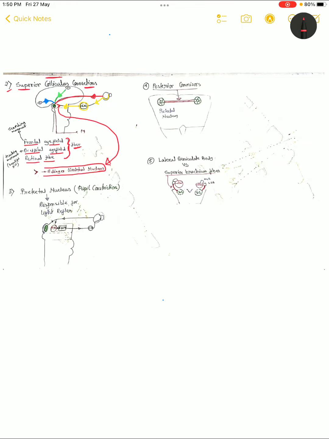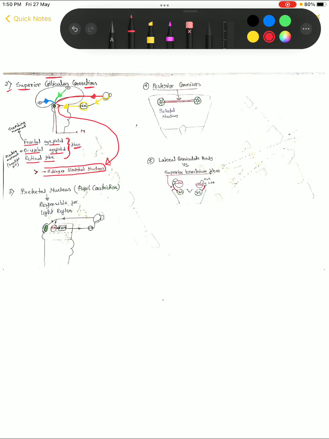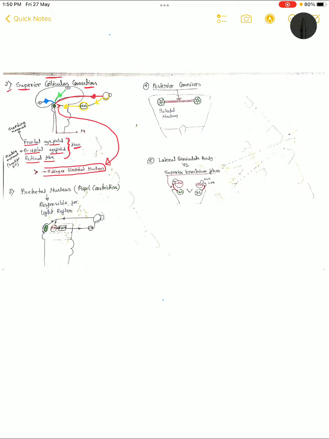Okay, now let's talk about the function. You see this frontal eye field. This frontal eye field does the searching movement of the eye, such as if you are finding your wife in a crowded area. Okay, now you see we have this occipital eye field which is associated with tracking movement, such as you are looking at a beautiful girl and you just cannot move your eye, it's just glued. So this is a tracking movement. Let's say it's clear. Let's move forward.